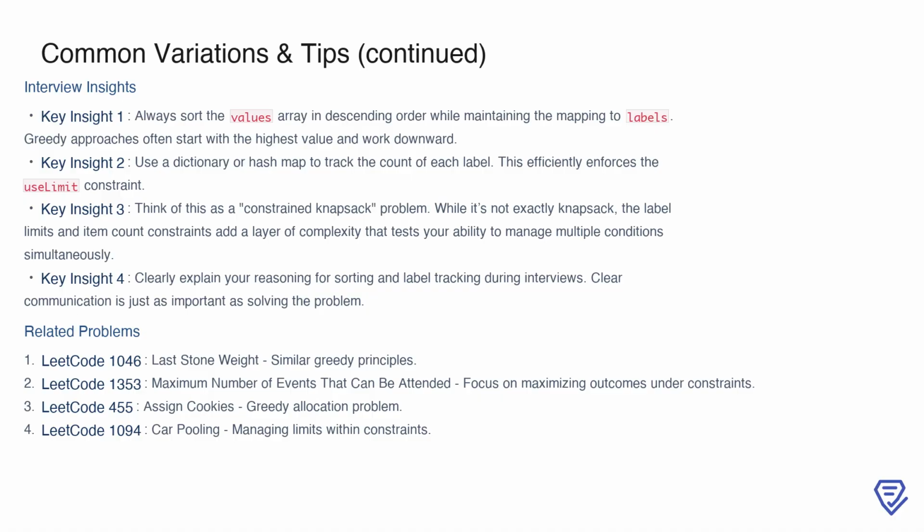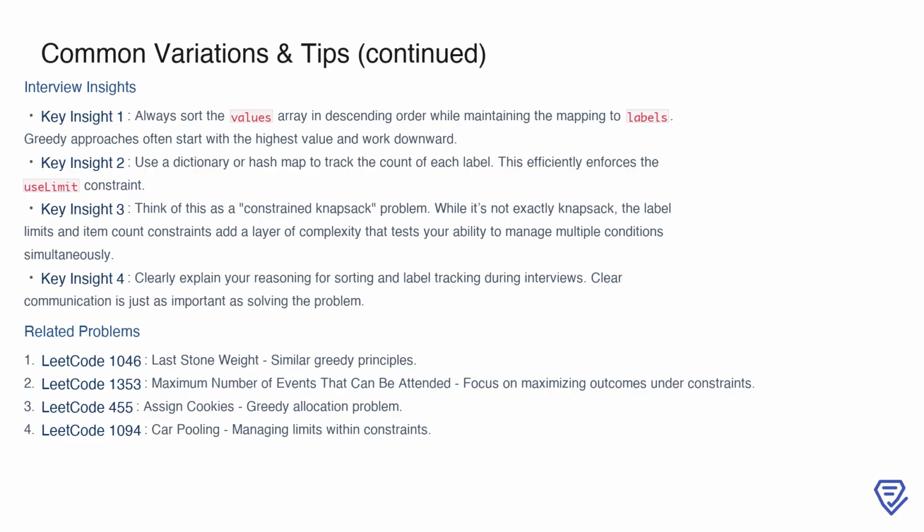To perform well in interviews, it's important to focus on key insights for this problem. First, always sort the values array in descending order while keeping the mapping to their labels. Greedy strategies work best when starting from the highest value and working downward. Next, use a dictionary or hash map to efficiently track the count of each label. This ensures you can enforce the use limit constraint without repeatedly scanning the list.